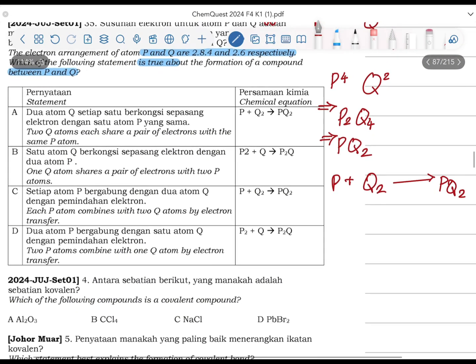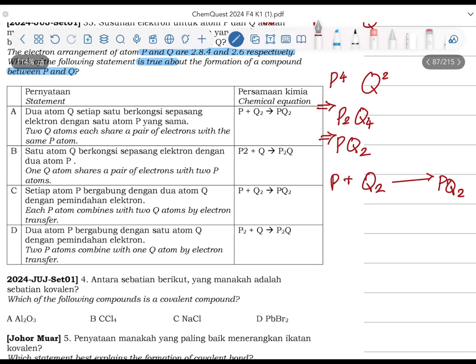So we already get the answer, which is P reacts with Q2 to form PQ2, and the statement is that the 2 Q atoms each share a pair of electrons with the same atom P. So the answer will be A.